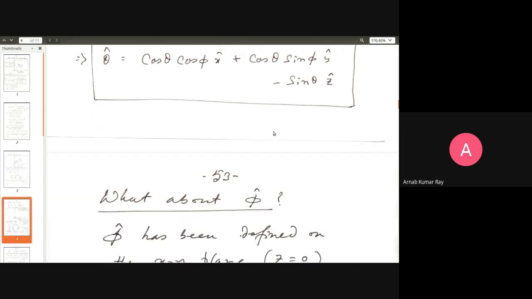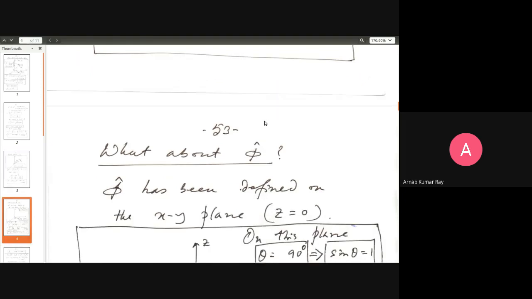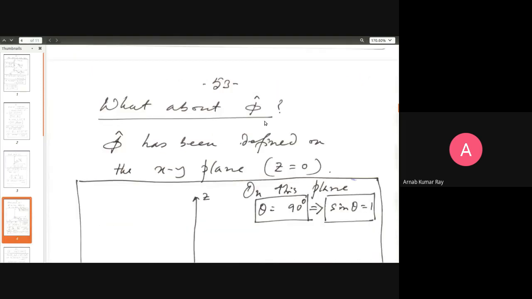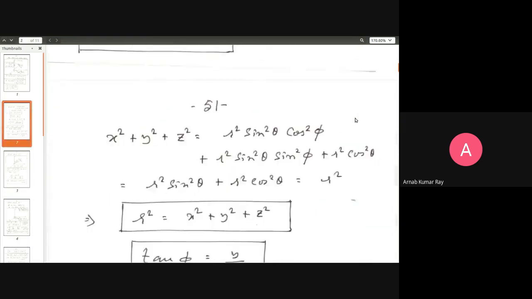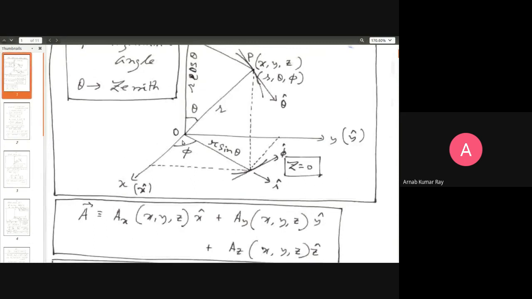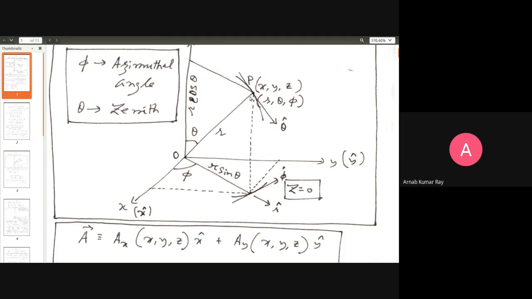Okay, now the next question is, what about the third vector, phi cap? This is where we start our discussion of the day. Now, phi cap has been defined on the xy plane, just like it was in the case of the cylindrical coordinate system. Phi cap is defined in terms of the sweeping of the shadow of the radial vector r on the xy plane.